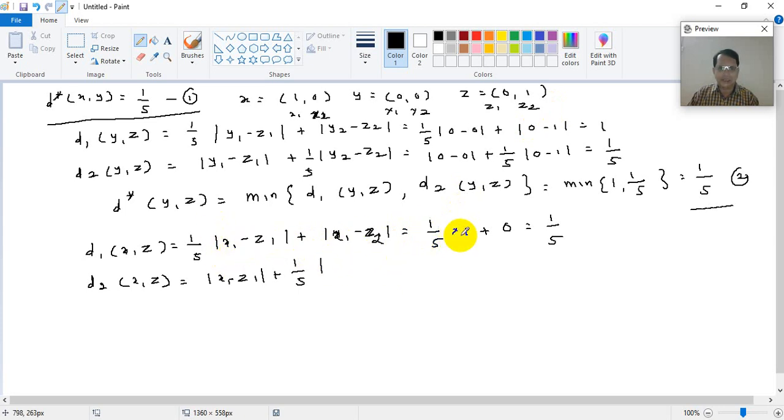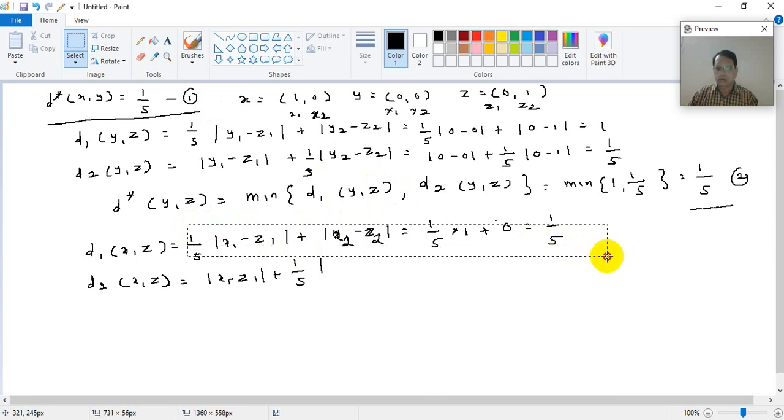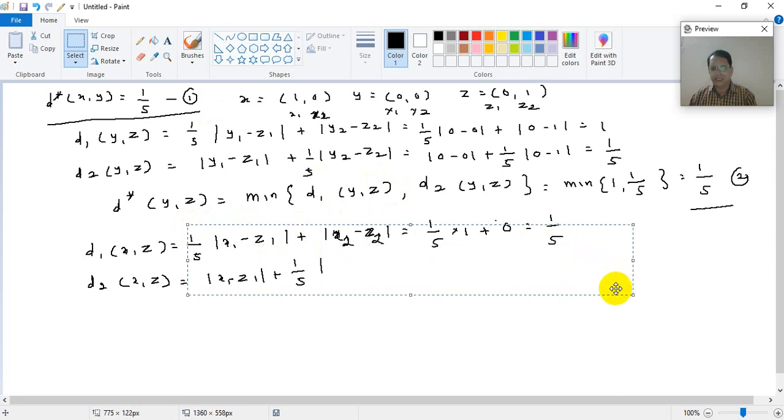1 by 5, z0 1, and here x1 minus... somewhere I am making an error. What should be x2 here? I am subtracting y coordinates, so it should be x2 minus z2. What is x2? 0. What is z2? 1. So 0 minus 1, mod. I will erase all this. Better we will write it in a proper way. This definition etc. we will improve. All these things we will erase.